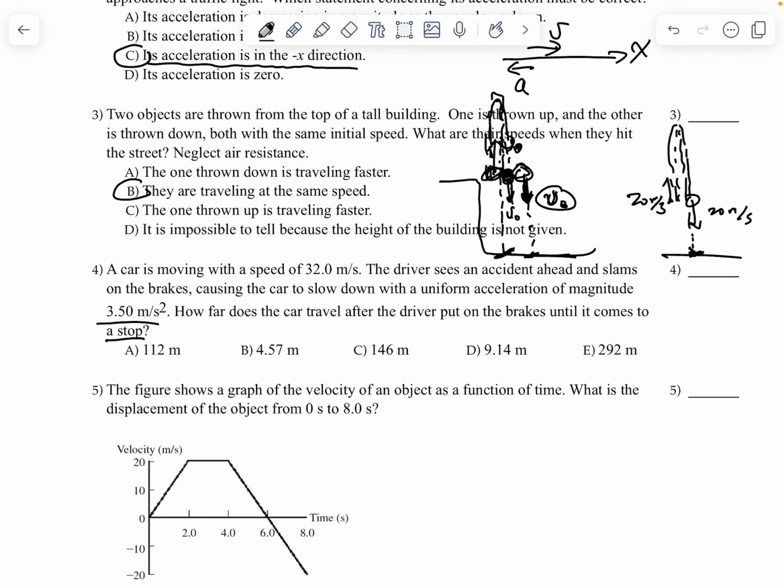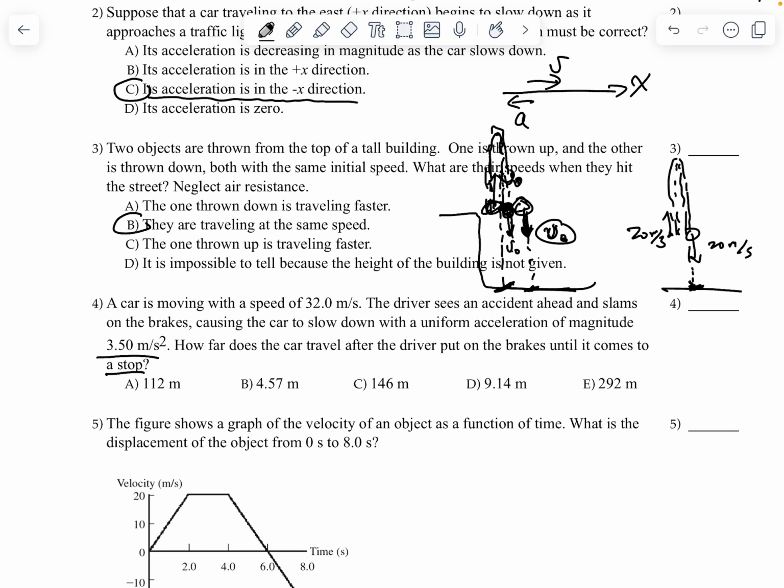All right, for this kind of question, let's see what we know. This is the initial velocity: v naught equals 32.0 meters per second. The driver sees the accident and puts on the brake, so the acceleration is a deceleration, because it slows down, so it's negative.